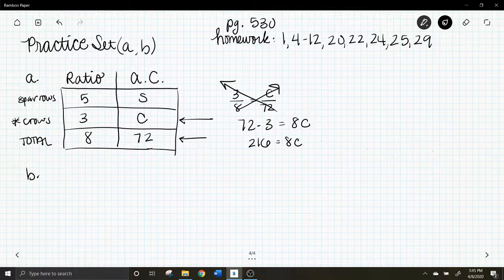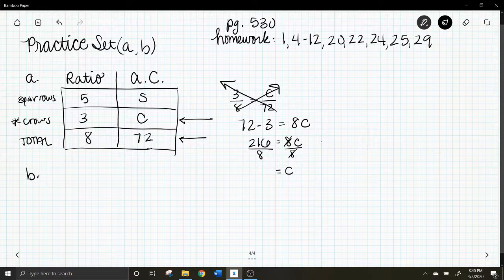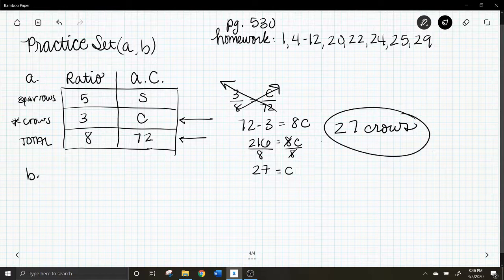And then remember, to find your unknown factor, you divide your product by your known factor. And I like to draw on this side too, just so we understand why we're allowed to do that. All right, so 216 divided by 8 will give us our number of crows, and that number is 27. So you should have gotten 27 crows for your answer to letter A.